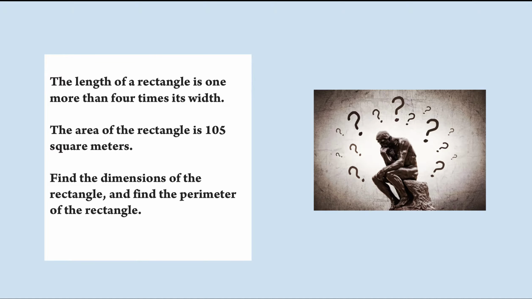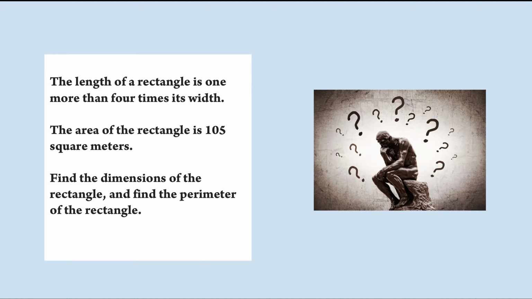The length of a rectangle is 1 more than 4 times its width. The area of the rectangle is 105 square meters. Find the dimensions of the rectangle and find the perimeter of the rectangle. In a liberal arts math class, this is intended to be kind of a puzzling problem where you play around with the numbers and see if you can find the dimensions of a rectangle that will work for you and then go back and answer the questions.